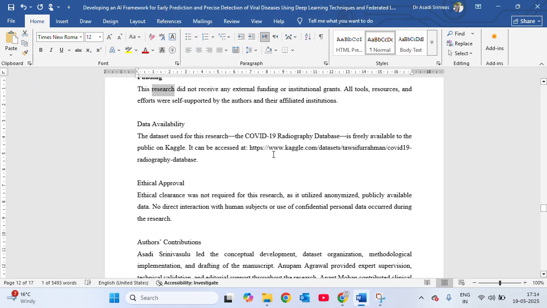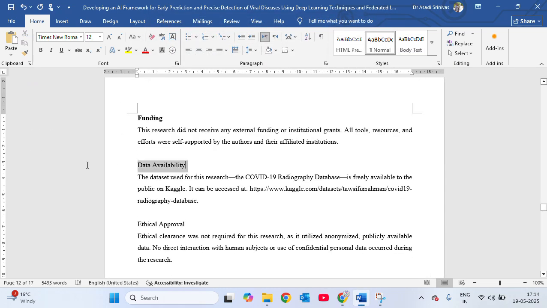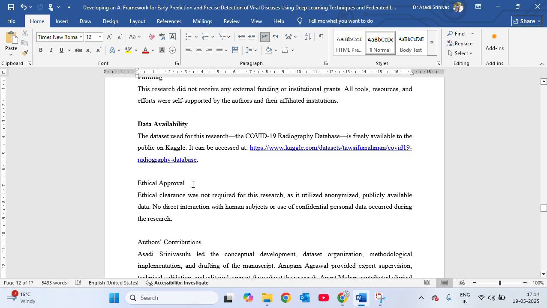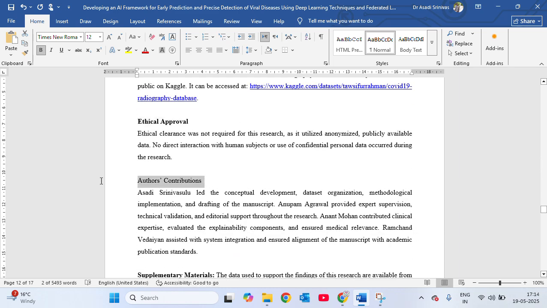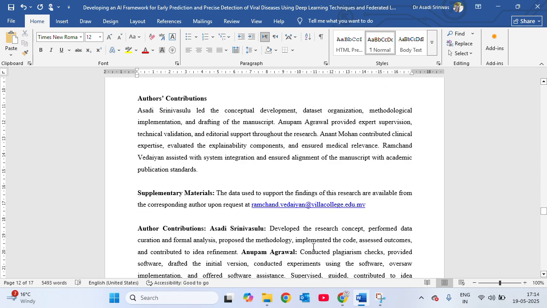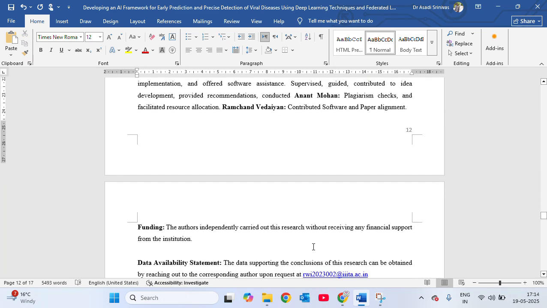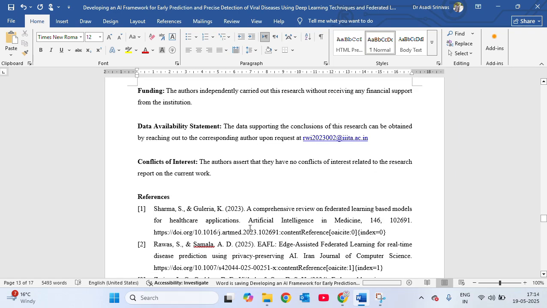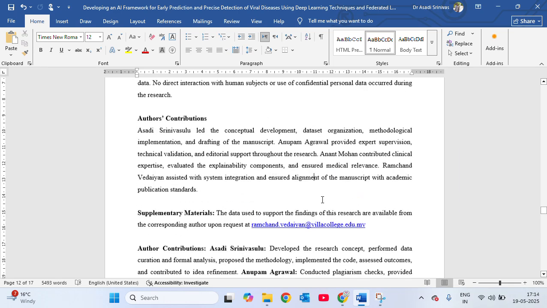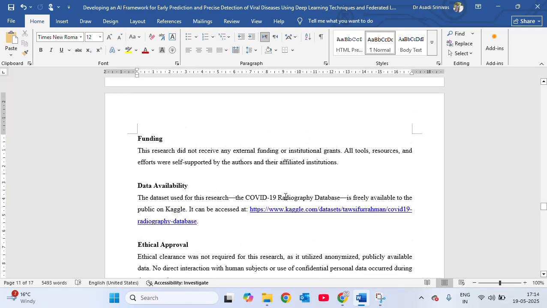Okay. So now the data availability statement. This one. Yes. Next, ethical approval. Yes. Author contribution is there. Then supplementary material, author contribution. Okay, we have written already. If it is there, nothing will happen. Okay. So now our data is perfect.